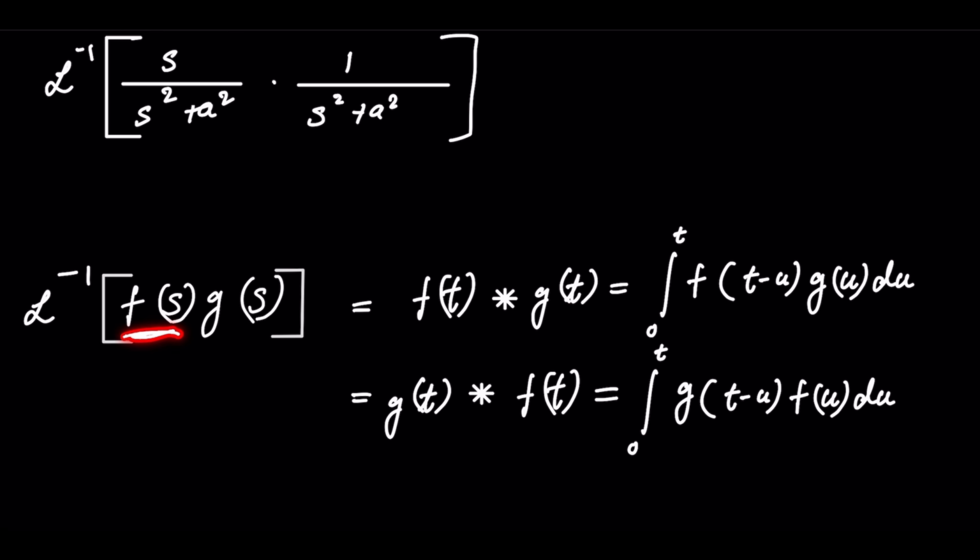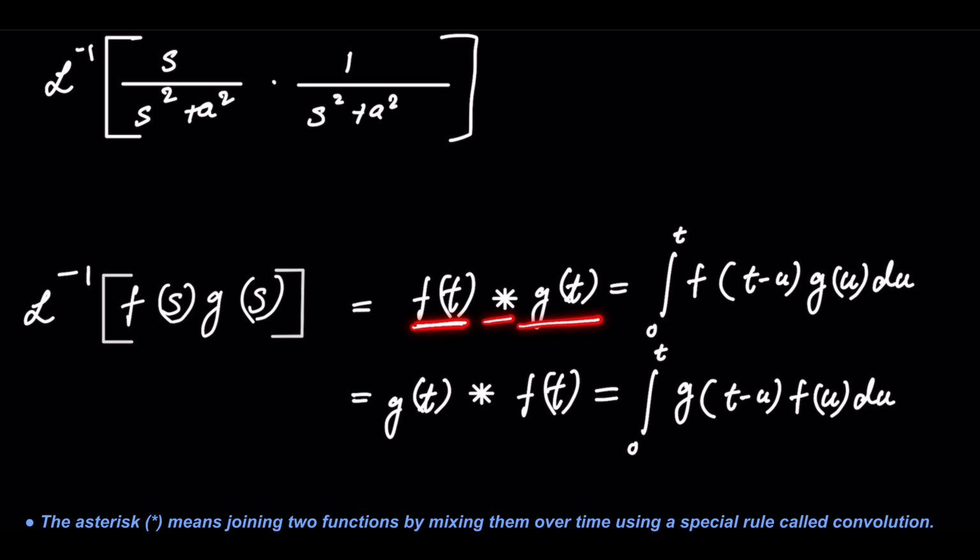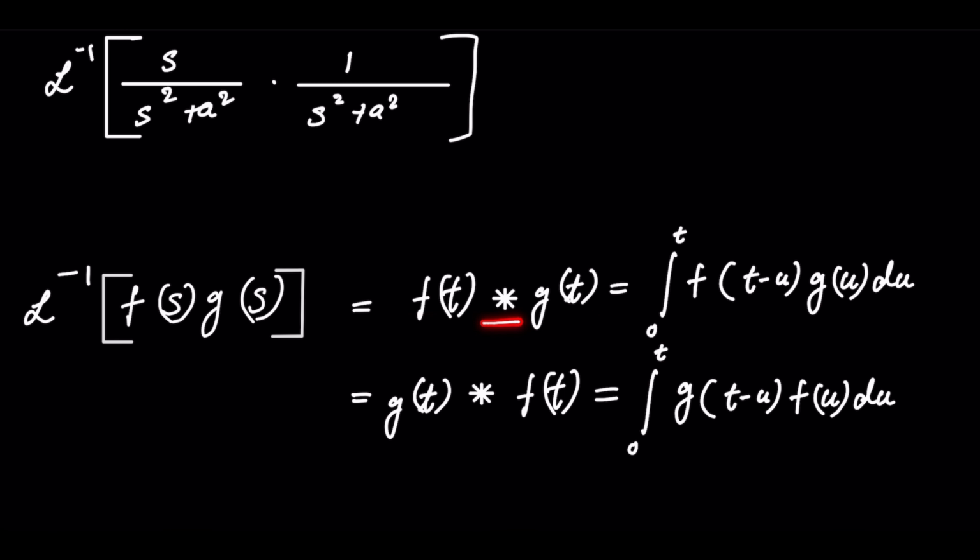This is f of s, which we are referring to as s divided by s squared plus a squared, and this is g of s, which we'll be referring to as the second function, 1 divided by s squared plus a squared, which will be equal to the Laplace inverse, f of t asterisk g of t. And when we open this asterisk symbol, we will be rewriting this expression like this.